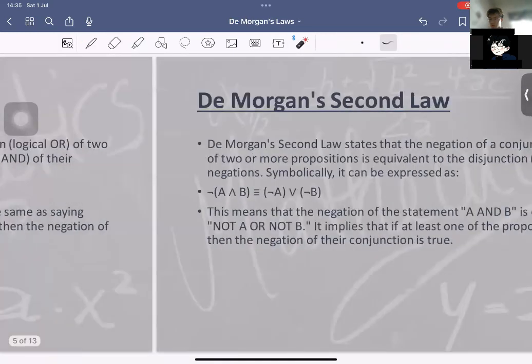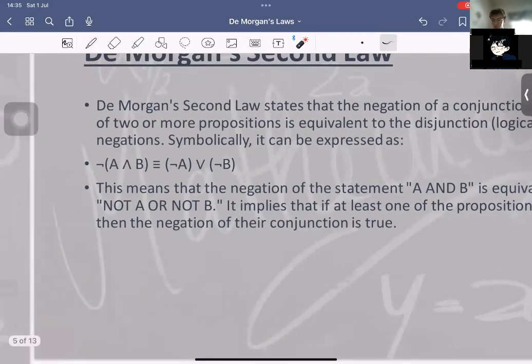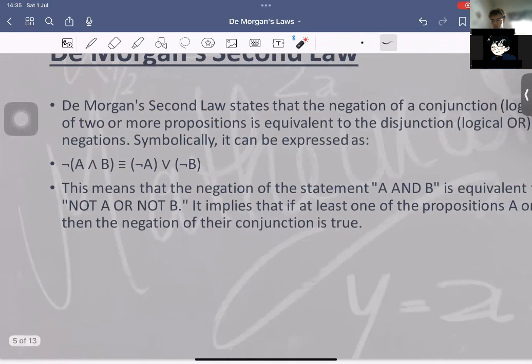So let's see De Morgan's second law. De Morgan's second law is very similar to the first law. It states that the negation of a conjunction of two or more propositions is equivalent to the disjunction of their negations. Symbolically, it can be expressed as not (A and B) is equivalent to not A or not B.